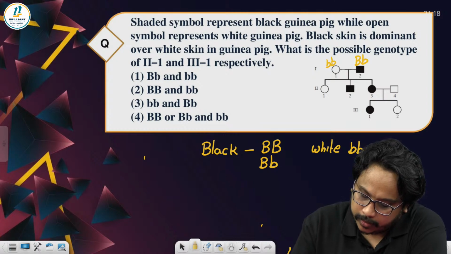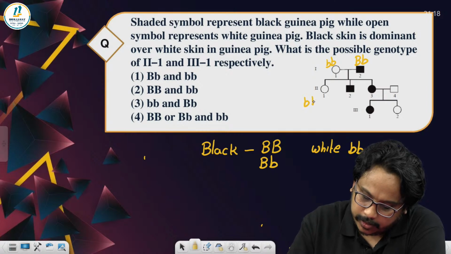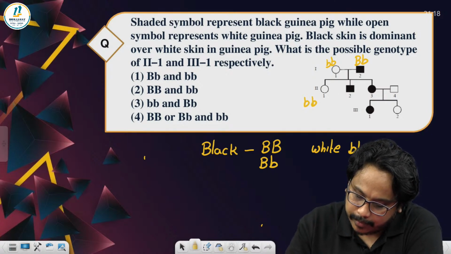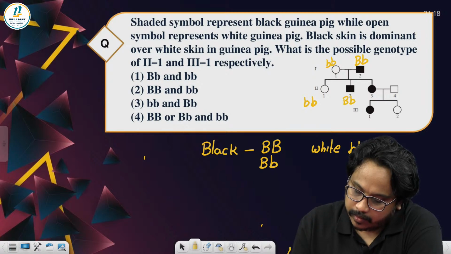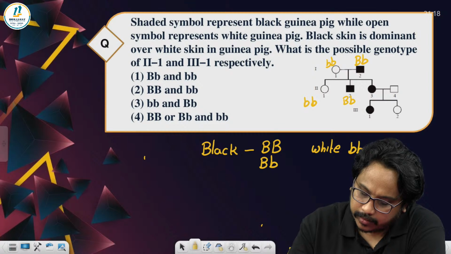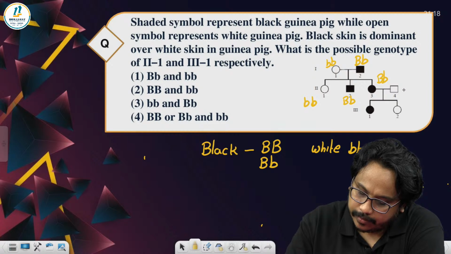Then coming to 1 in the 2, here you can see the only possibility is small b, 1. Then 2 can be capital B, small b: capital B from father and small b from mother. And 3, if I am taking, that is also capital B, small b. Then 4 can be small b only.